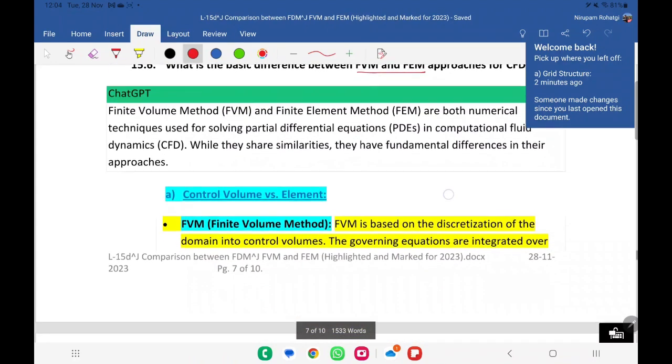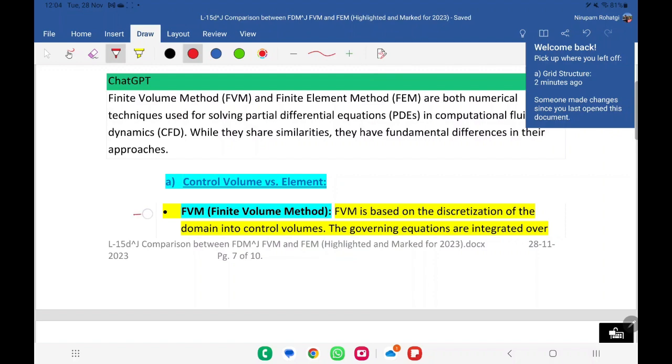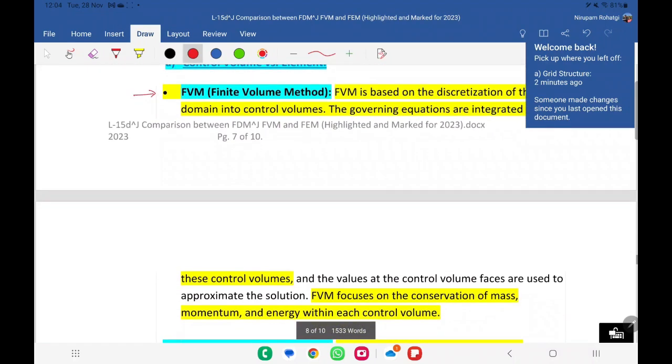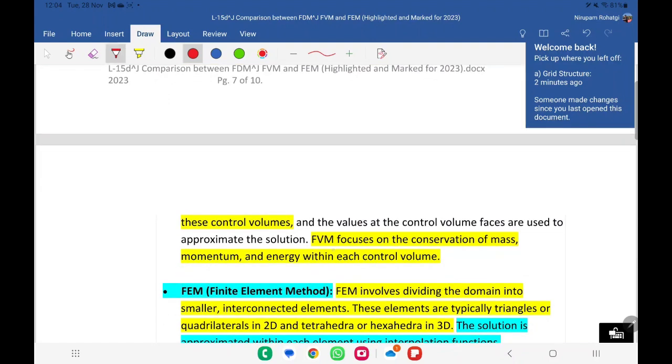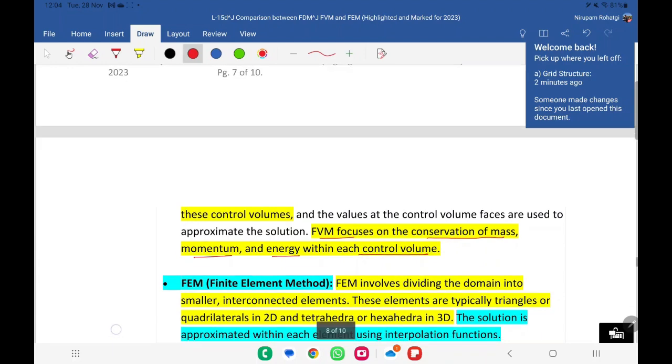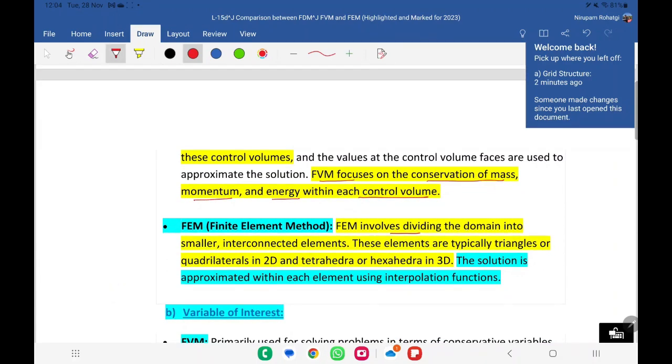Okay, again, as far as control volume is concerned, it's a finite volume method, and FVM focuses on conservation of mass, momentum and energy within each control volume, right? And this is not with FEM, right? FEM involves dividing the domain into smaller interconnected elements. Same thing up to this point. These elements are typically triangle or quadrilateral in 2D and tetrahedral or hexahedral in 3D.